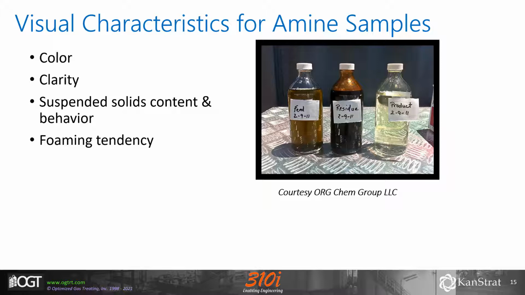The feed, or the bottle on the left, is what was flowing in the amine circuit. You can see on the bottom of that feed sample bottle is some darkness, and this is probably iron sulfide that settled out of solution. When you first catch the sample, it may be darker throughout.